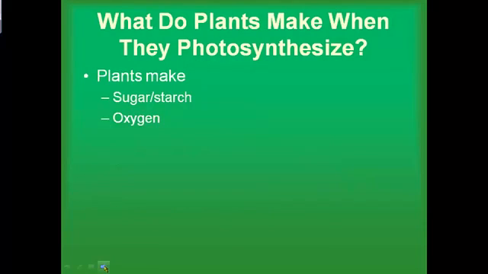So what does a plant make when it gets done with photosynthesis? Well, it makes sugars and starches that it stores in the plant for energy for later on. And it releases oxygen. Oxygen is actually a waste product of photosynthesis. So when a plant is done, it's made sugar for itself to use later as energy, and it releases oxygen in the atmosphere as a waste product.